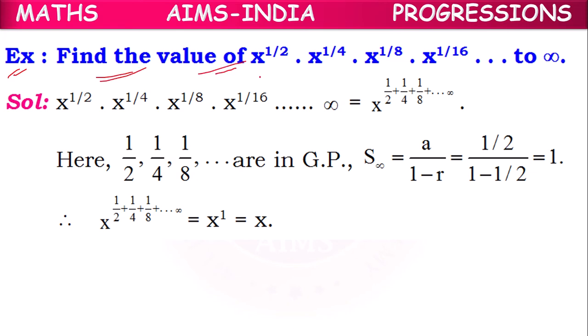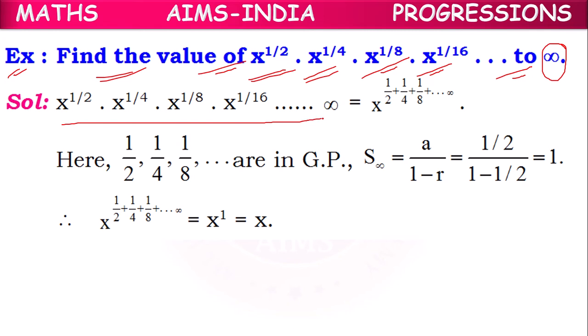Find the value of x power 1 by 2, into x power 1 by 4, into x power 1 by 8, into x power 1 by 16, up to infinity. So we have a sequence here, and we have to find its value up to infinity. Here, if you observe the given question, we have the same base. The given term is a product of the same bases with different exponents.